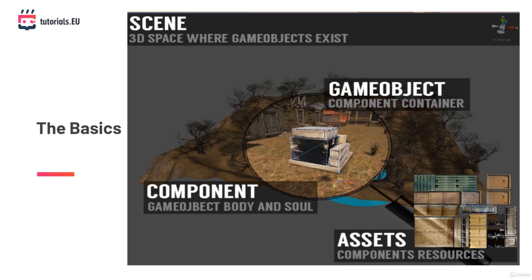A game object is just a component container. Its only purpose is to contain components, nothing more and nothing less. A component is the body and soul of our game object, and components are what define our game objects. Finally, we have assets, which are files that our component needs as resources. Assets could be anything from textures, 3D models to audio files. To sum it up, we have a scene which contains game objects, and game objects contain components that use assets.